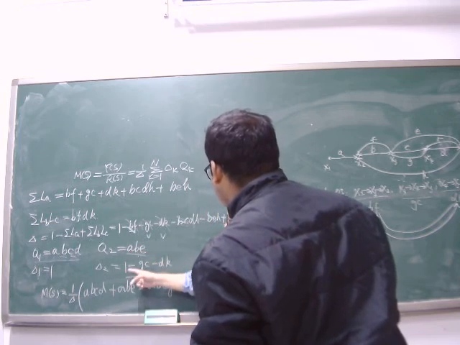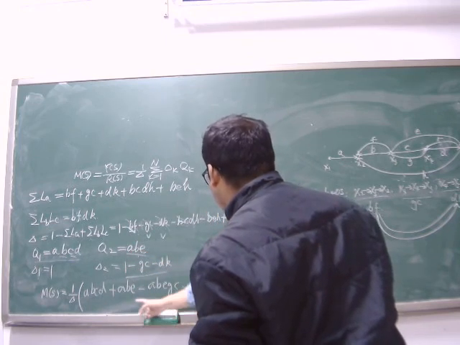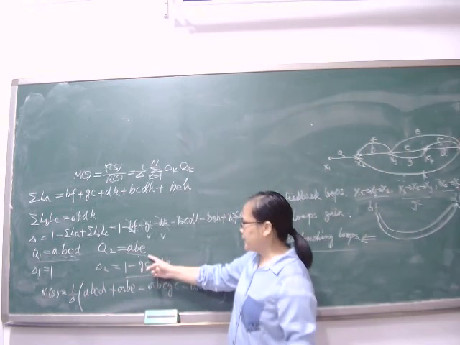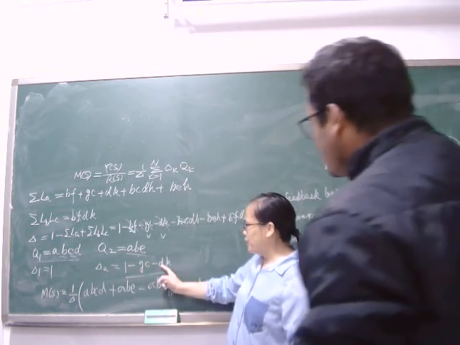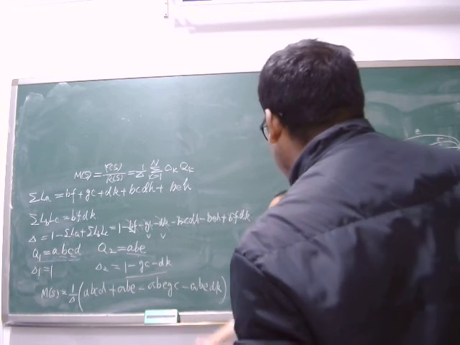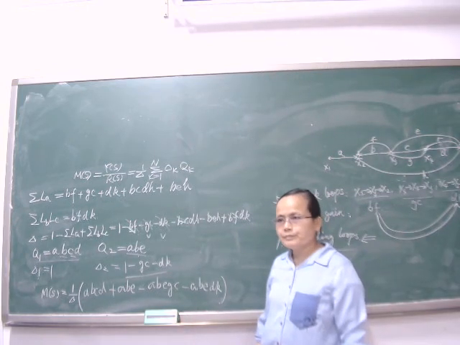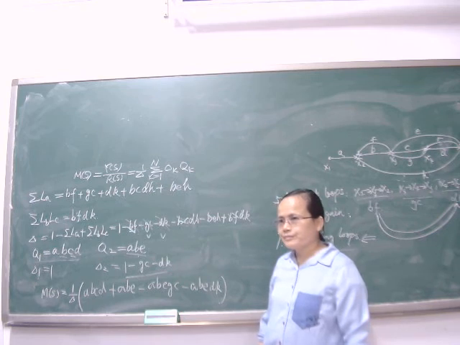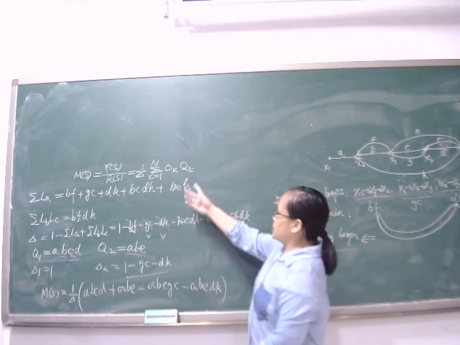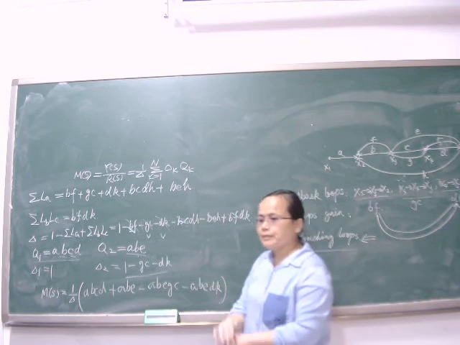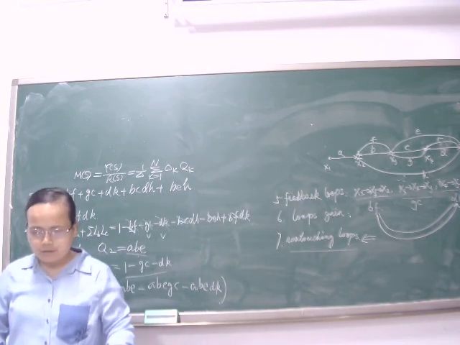Q2 times 1 equal to ABE. Q2 times GC. Q2 times DK. Delta 1 Q1 plus delta 2 Q2. Yes. This is by this formula.